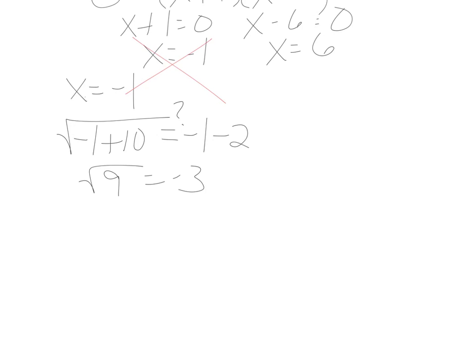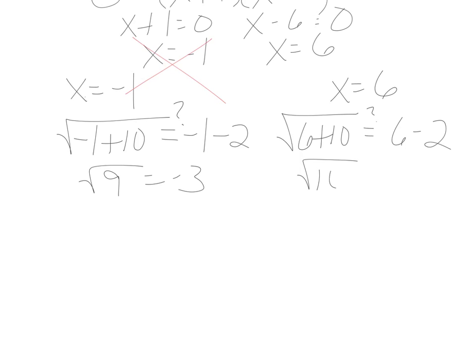Now let's test the 6. Putting the 6 back into the original problem, everywhere we see an x, square root of 6 plus 10 equals 6 minus 2. We want to see if that's true or not. Square root of 16 equals 4. Yes, that's true. It's possible that both answers will work. It's possible that neither or just one.